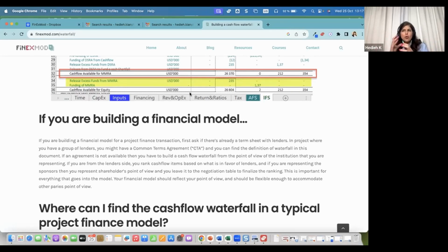So although in terms of the modeling, it has the same impact as putting it as an OPEX item, however, just to make sure that the loan agreement matches with the financial model, you should also bring that mechanics into the model as well.